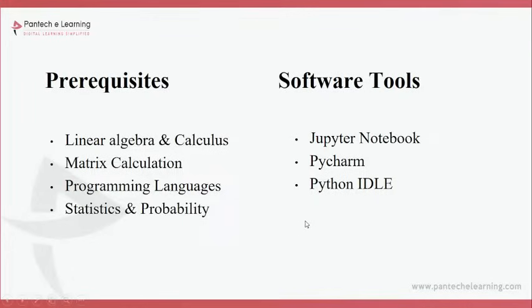Okay. These are all the software we will use for AI: Jupyter Notebook, PyCharm, IDLE, because we are going to use the Python programming language. So these are the software we need to install. If you want to become an AI developer or an NLP developer, you need to know these things. First we need to know linear algebra and calculus, which is nothing but the mathematical operations. After that we need one programming language, matrix calculation, and statistical knowledge.